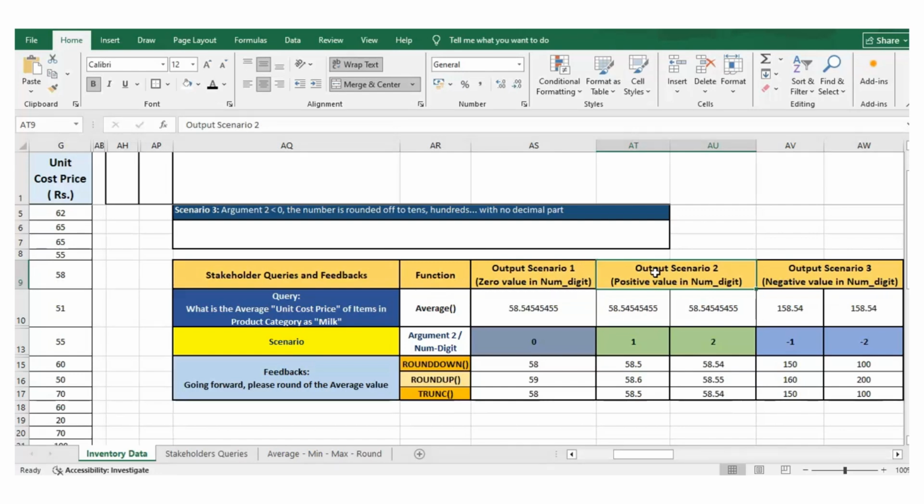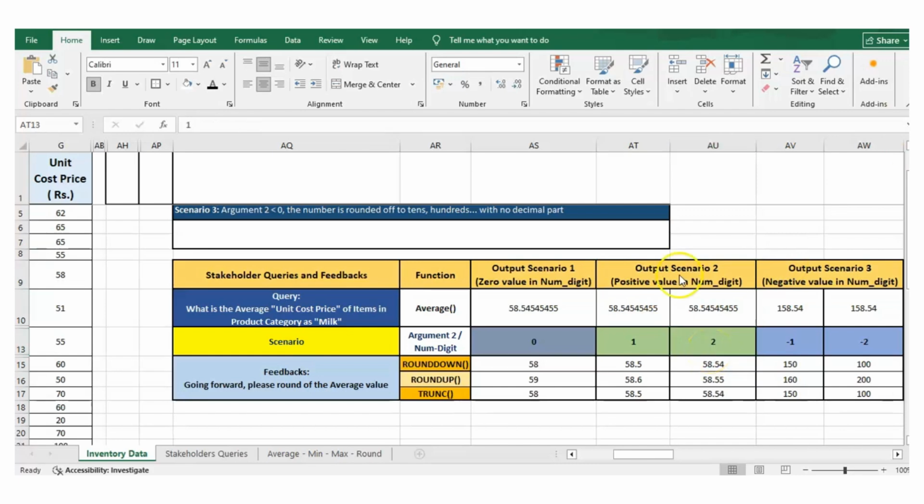1 in example 1 and 2 in example 2 signify that in example 1 the output will only have one decimal digit, and in the case of num_digit equal to 2, the output of the round functions will have only 2 digits assigned to it.